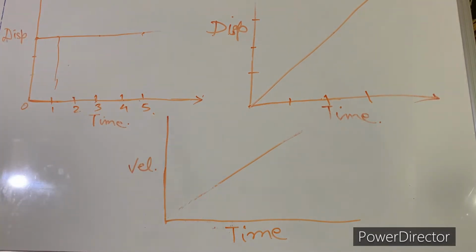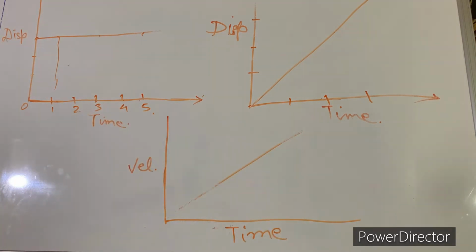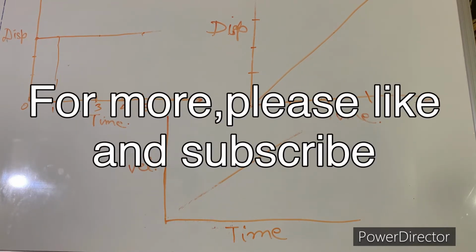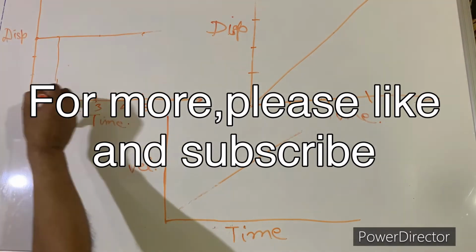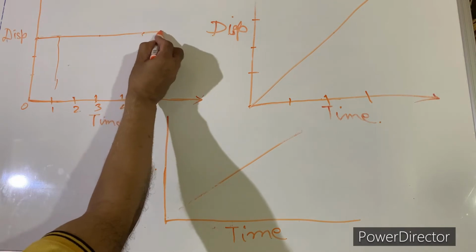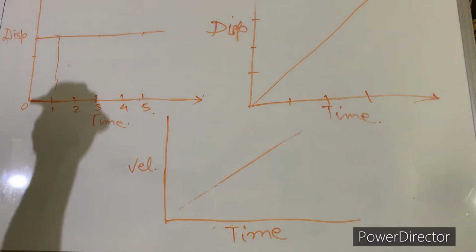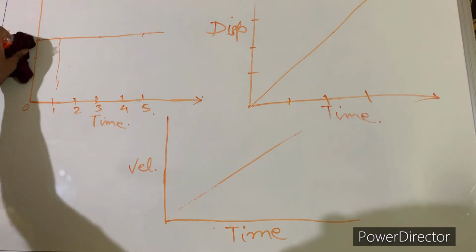So, if the displacement of the body does not change with time, what does this show? This shows that the body is stationary. The body is not moving. So, on a displacement time graph, if the displacement is not changing, we have got a horizontal line. It shows a stationary body. Okay, remember this. And now we will just change the y-axis.